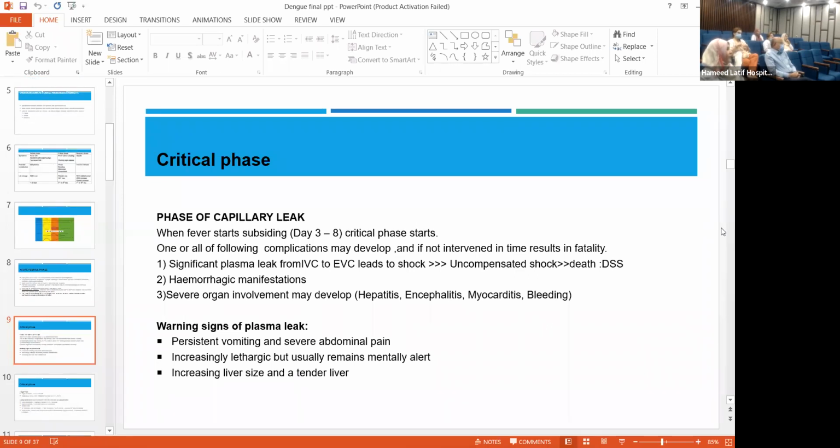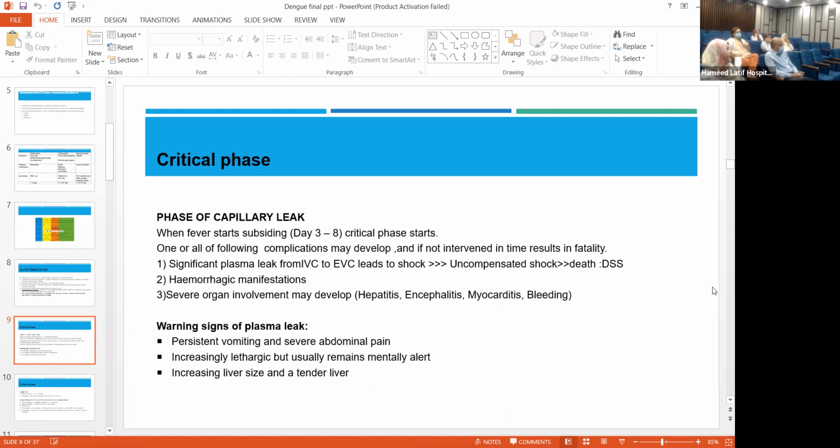The critical phase, capillary leaking occurs when the fever starts subsiding, and significant plasma leakage occurs from the intravascular compartment to the extravascular compartment. This leads to shock, and uncompensated shock is the cause of death in most of the cases. Hemorrhagic manifestations occur. Severe organ involvement may develop later, and liver, brain, heart can be involved.